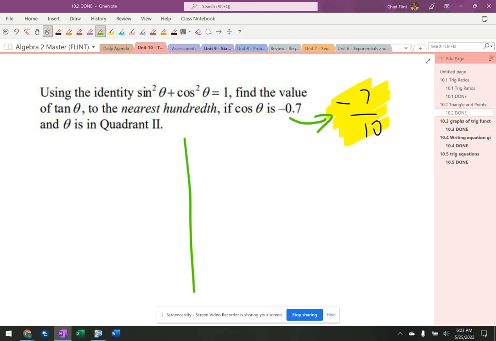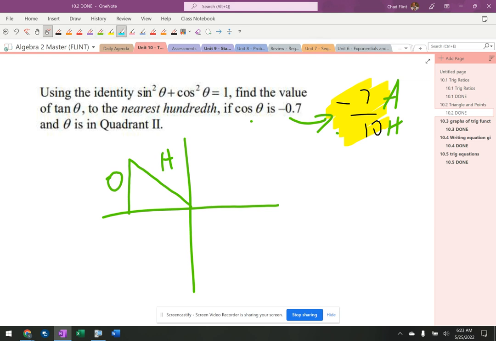And then I'm going to draw a triangle like I've been doing in all the rest of them. Second quadrant, so there's my triangle. And I look at this, and it says cosine is adjacent over hypotenuse. So hypotenuse is over here, opposite over there. Sorry, I'm just highlighting the angle there. And then adjacent down here, which means 7 is there and 10 is there.